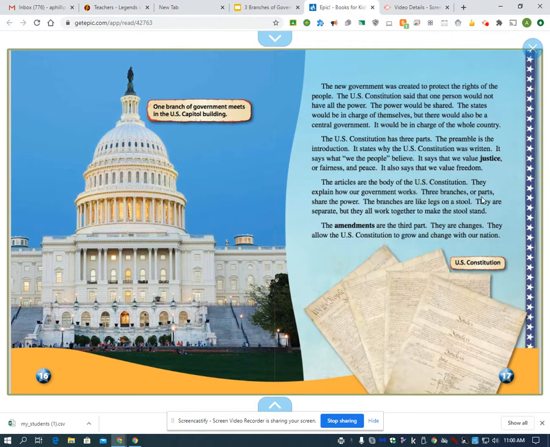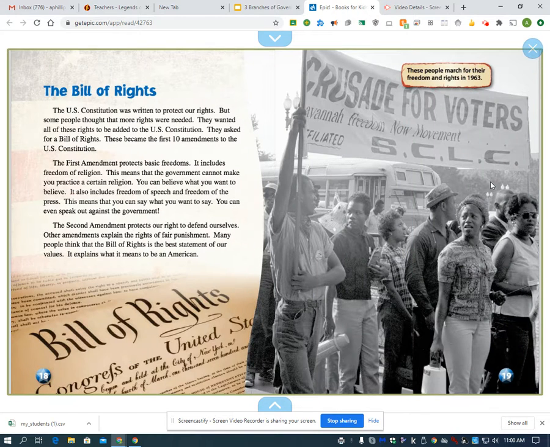3 branches, or parts, share the power. The branches are like legs on a stool. They are separate, but they all work together to make the stool stand. The amendments are the third part. They are changes. They allow the United States Constitution to grow and change with our nation.